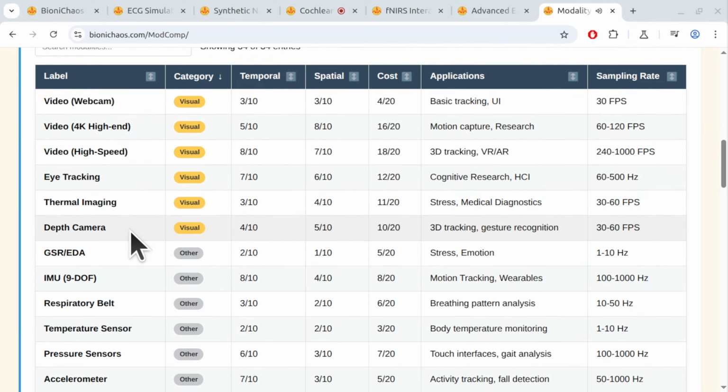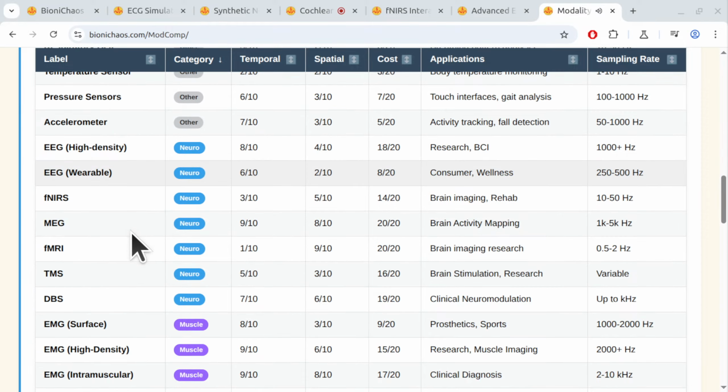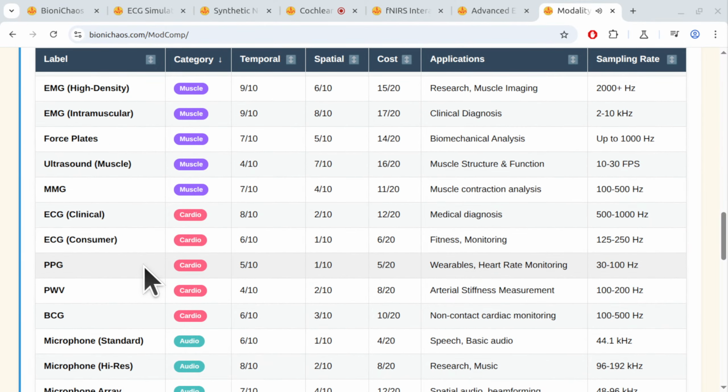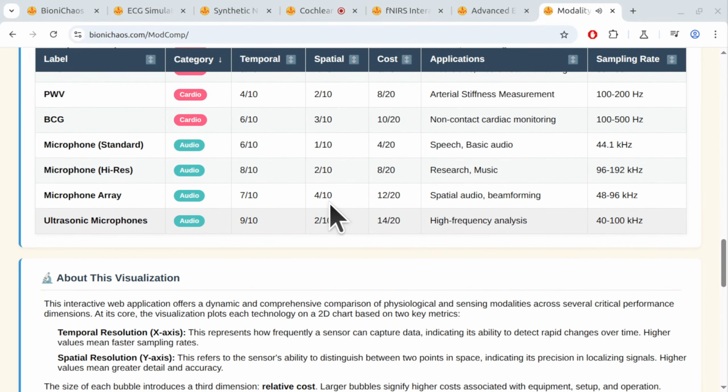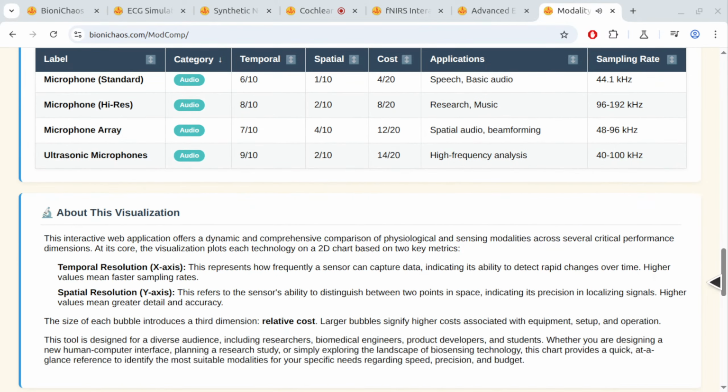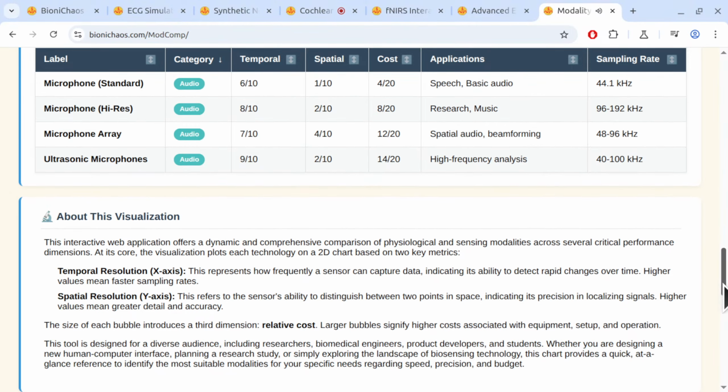Look at audio. You've got your standard microphone, maybe 6 temporal, 1 spatial, 4 cost. Okay, decent speed for voice, but terrible spatial. It just picks up sound generally. Pretty much. Can you hear me now? Basic stuff. But then you have ultrasonic microphones. Those jump to 9 temporal, 2 spatial, and 14 cost.